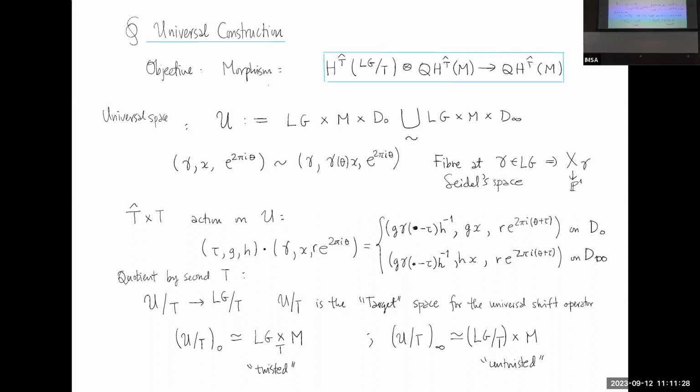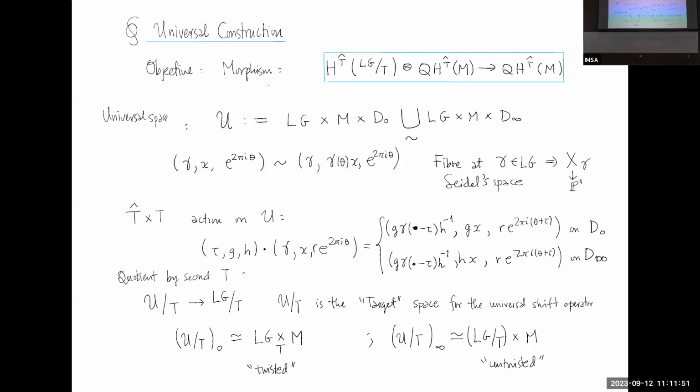And so it's exactly the same relation on the boundary that you had in the usual Seidel space. And of course, for each one of the fixed elements that you have in LG, that will give you a Seidel space that we have to find. So then we're in this massive parameter space that we have. So we call that the universal space.